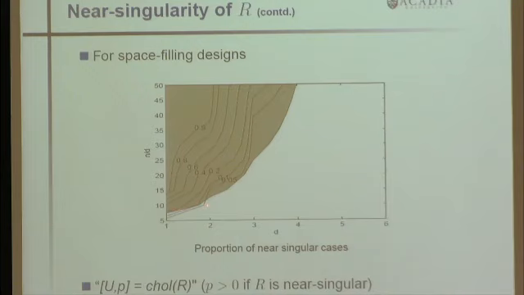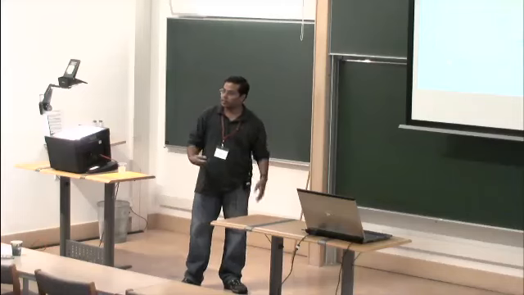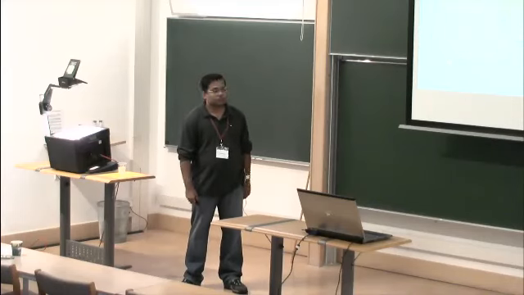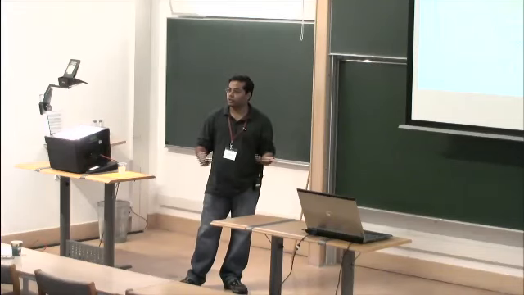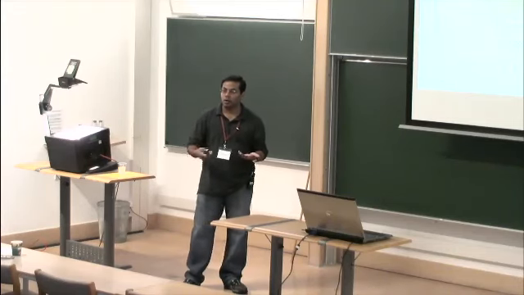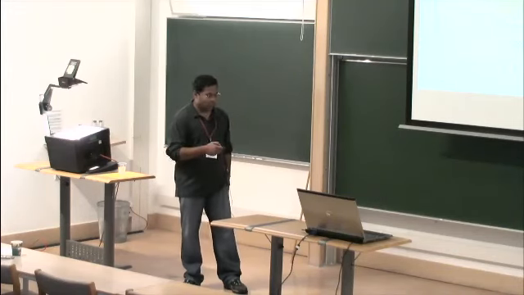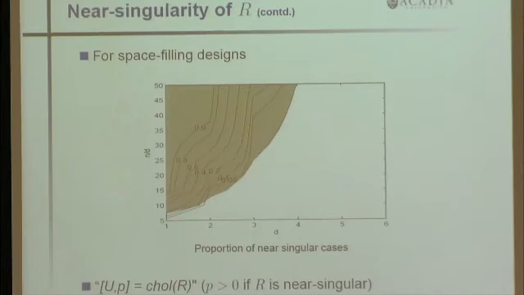For each n and d combination, I generated 5,000 matrices using random Latin hypercube, and I computed the proportion of cases which were near singular. How do I observe that it's near singular? MATLAB has a function called chol for Cholesky decomposition. It returns two arguments, u and p, where u is the upper triangular matrix, and if p is greater than 0, that means it's near singular. If p is equal to 0, then it's well behaved.